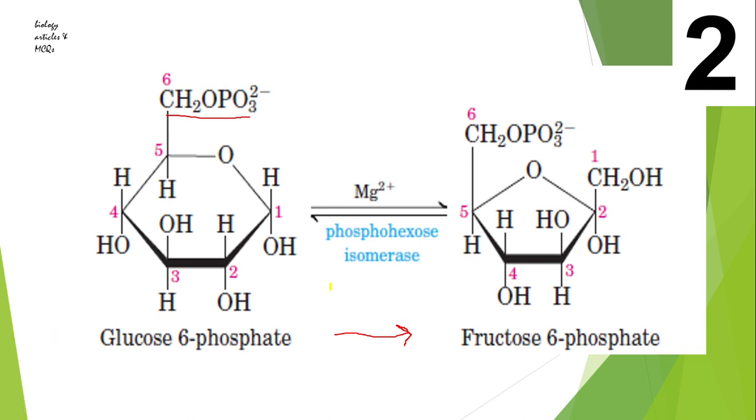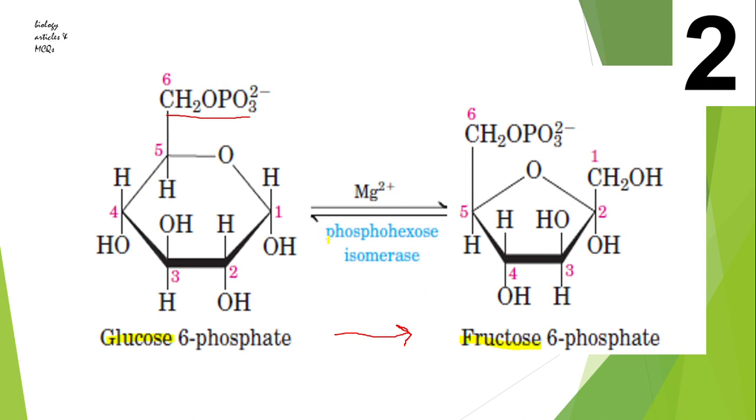Isomers means molecules that have the same molecular formula but different structural formula. The molecular formula of glucose and fructose is the same, as they both contain 6 carbons, but here you can see that the structure of glucose is a 6-cornered ring structure, while the structure of fructose is a 5-cornered ring structure. So they differ on the basis of their structure only.